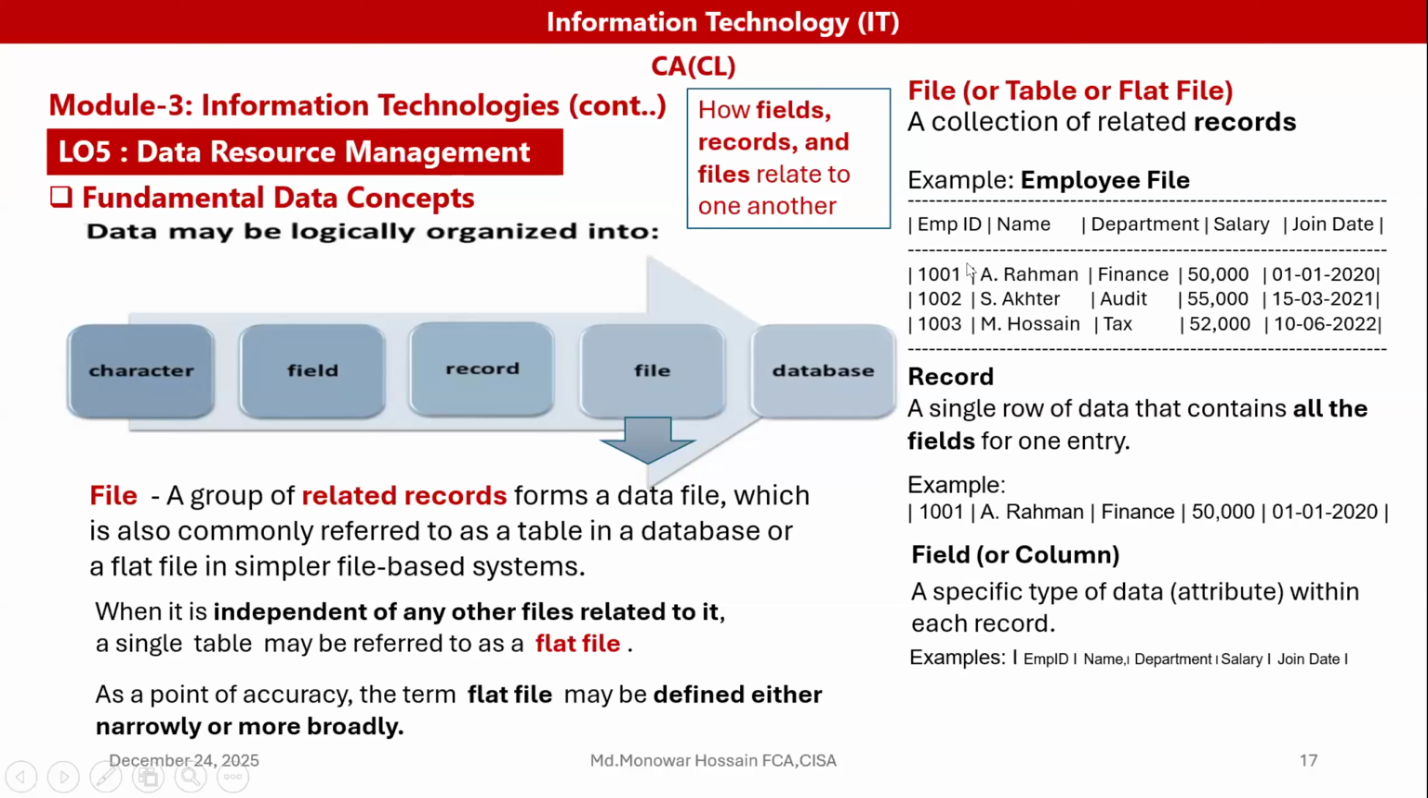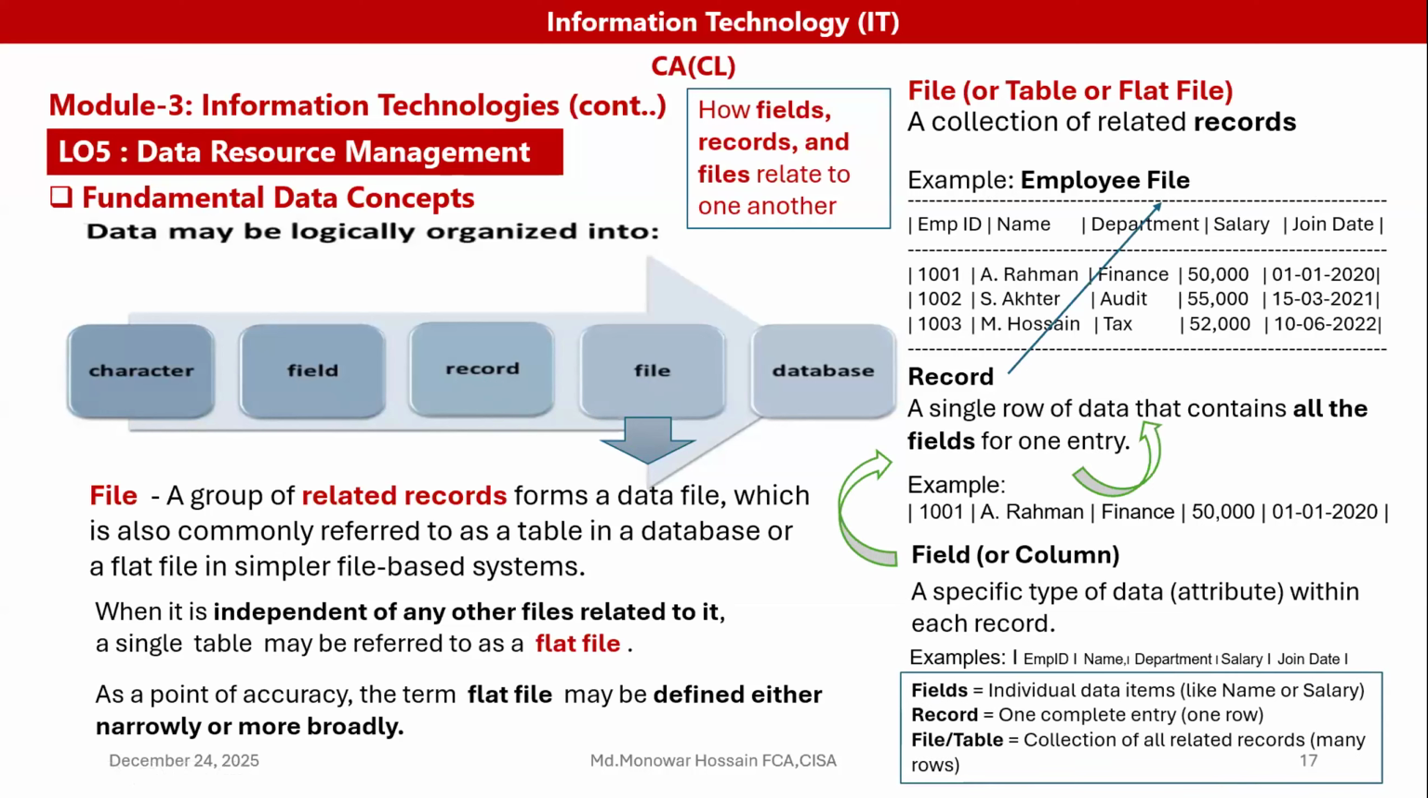Field or column: each one is a specific type of data within each record. For example, the employee's ID, his name, which department he is working in, his basic salary, when he joined, NID, etc. Everything within this line is a field, or column. Fields put data within the record and we get the file. Here is the total record. In the employee's file, the employee ID, name, department, salary, joining date, etc. is fully a record of employees.